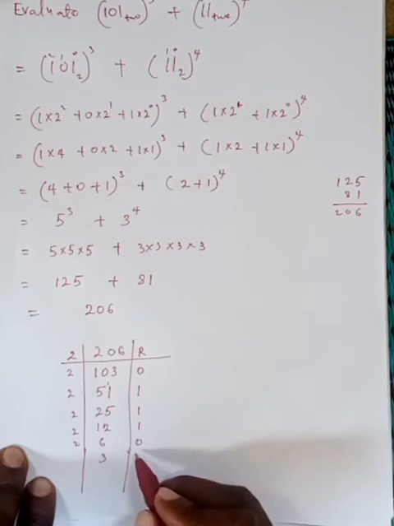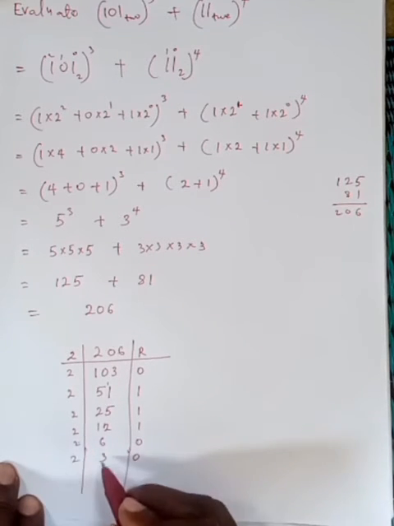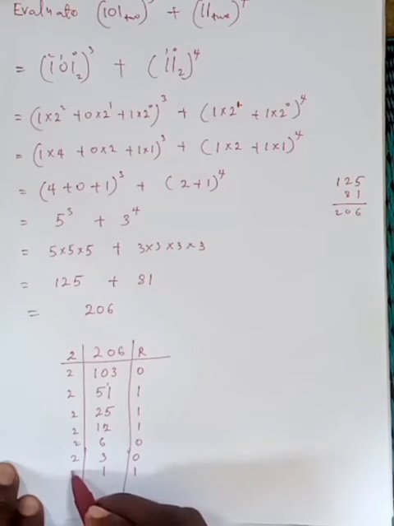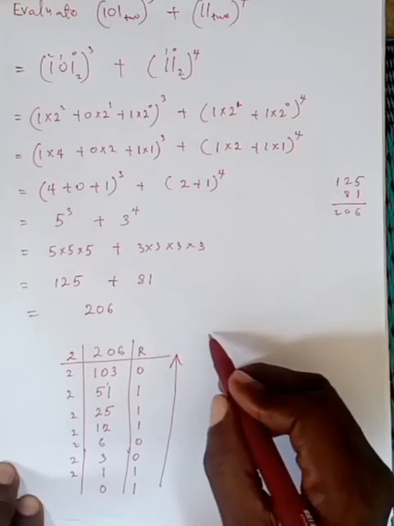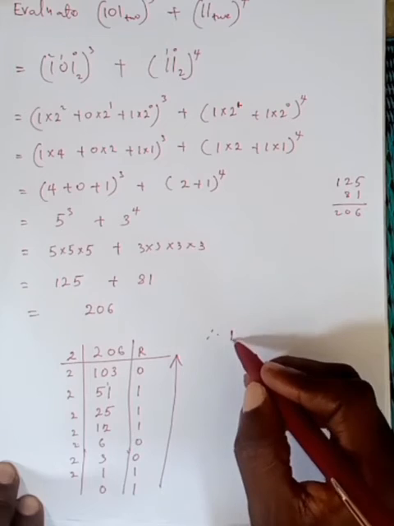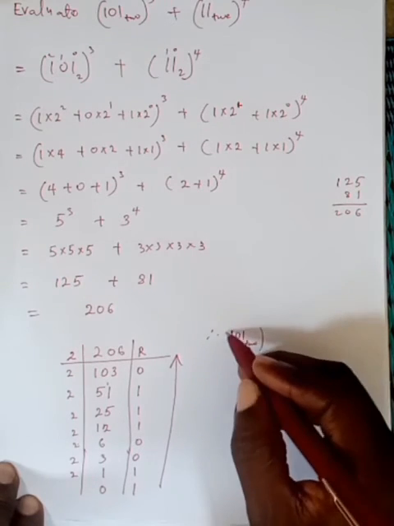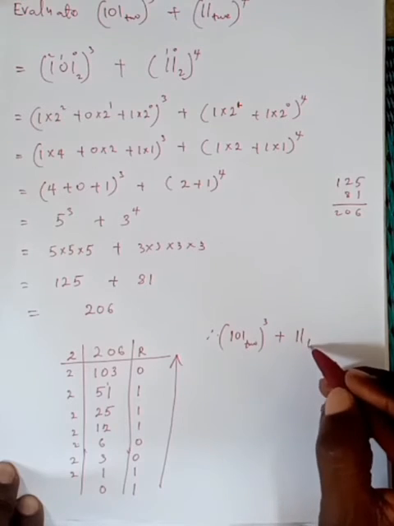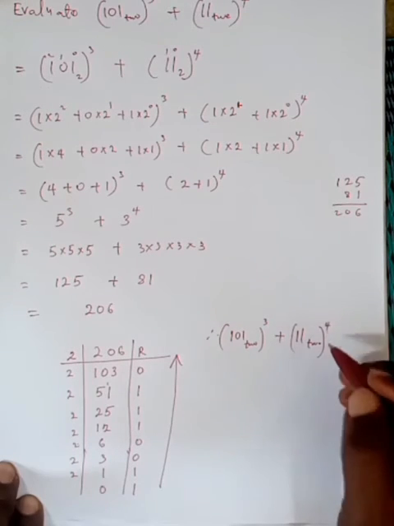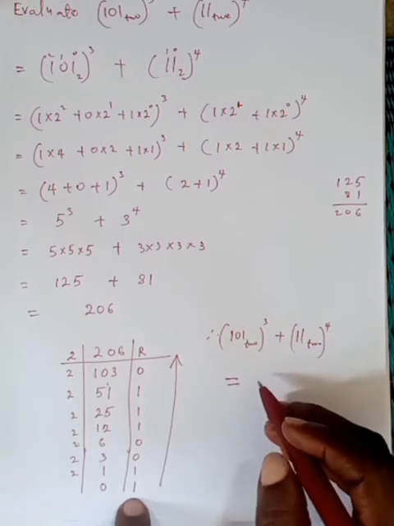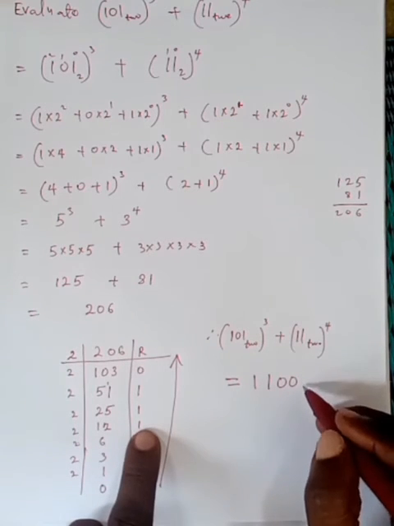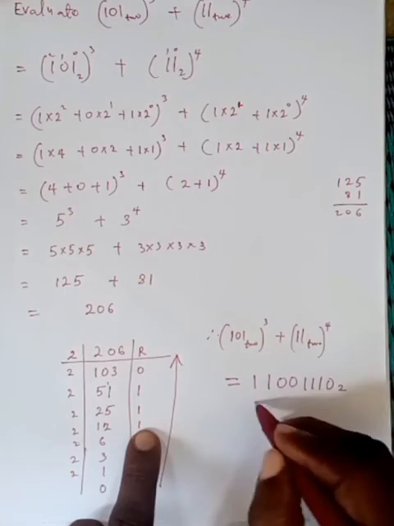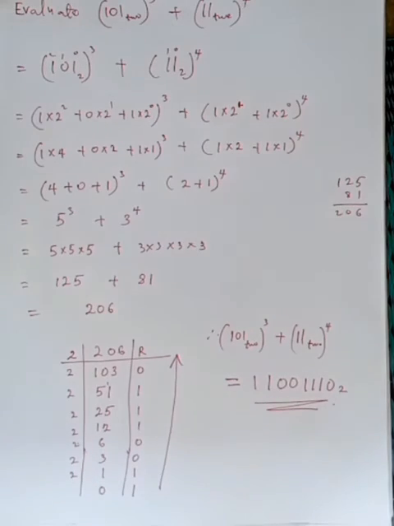2 into 6 is 3 with the remainder of what? 0. 2 into 3 gives 1, that one leaves the remainder of 1, and 2 into 1 finally gives 0 with the remainder of 1. Therefore, what we are asked to do, 101 base 2 cubed plus 11 base 2 raised to power 4, is equal to 1100 base 2. So this also completes the solution to that question.